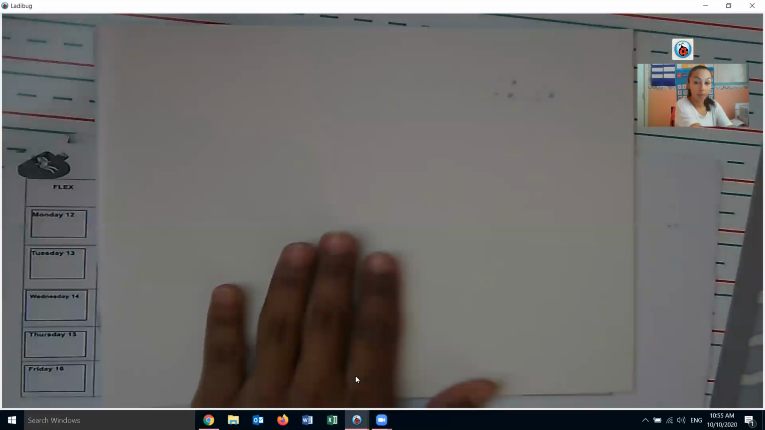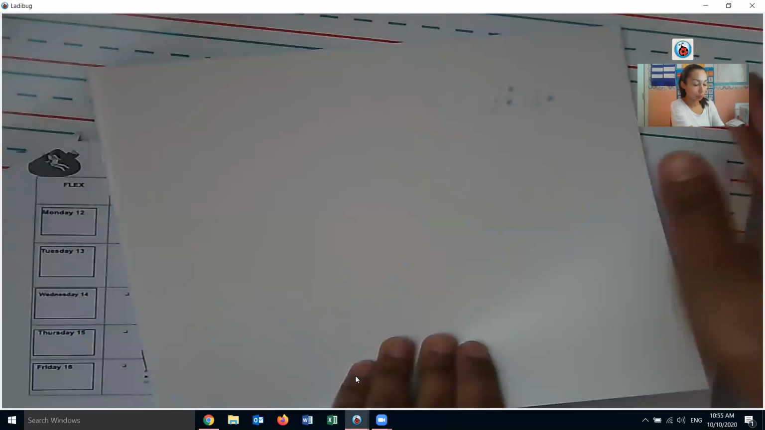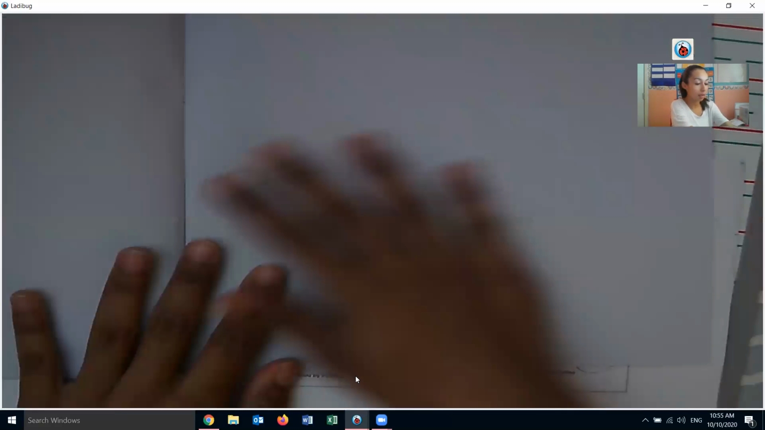And you each have a blank book. Mine is white. Yours is some kind of color, red, yellow, blue, green, whatever color it is. But on the inside, it's all white. It's a blank book. This is where you're going to now start telling your story.